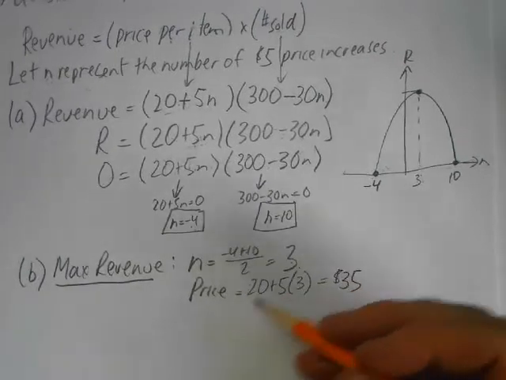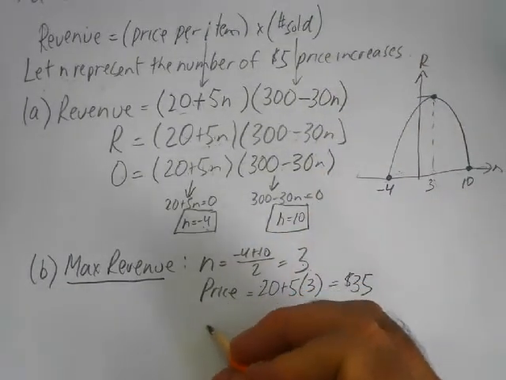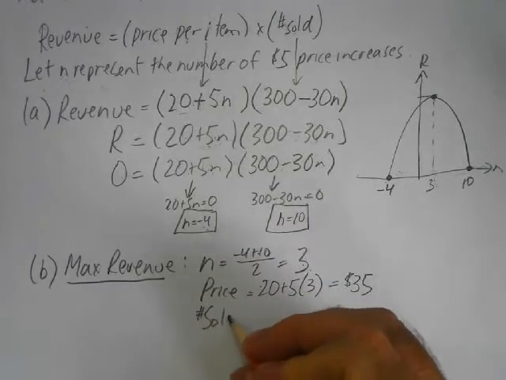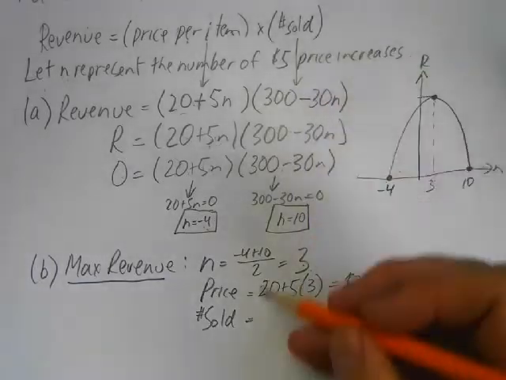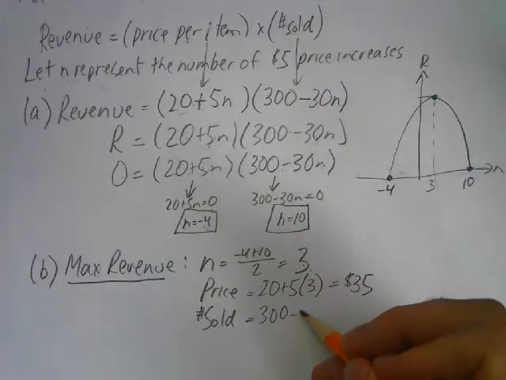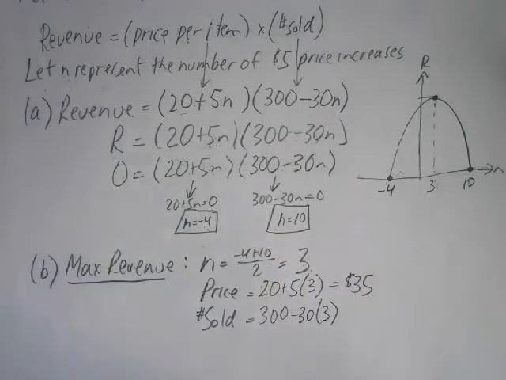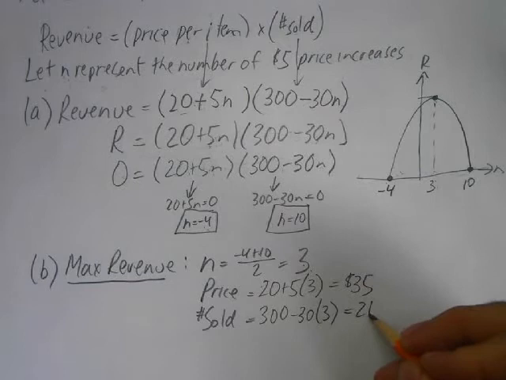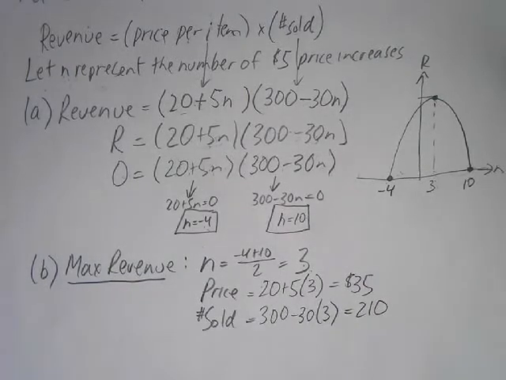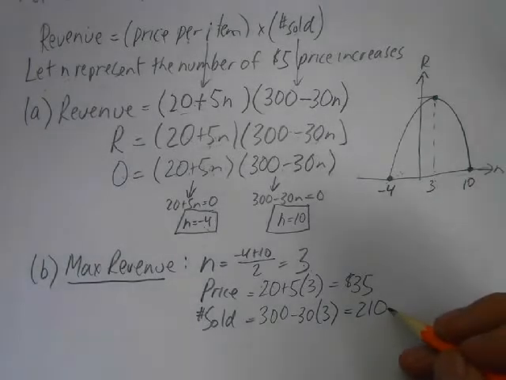Okay, so the other thing they could ask, how many would we sell? So the number sold is the second bracket here. So the number sold is 300 minus 30n, and n is 3 for the maximum revenue. So that's 300 minus 90. So we would sell 210 boxes of the software, or whatever it's sold by.